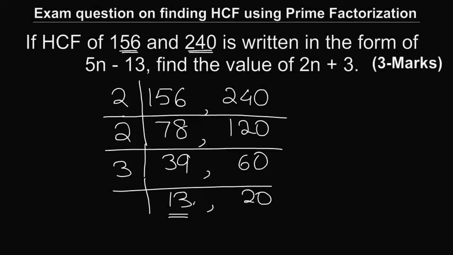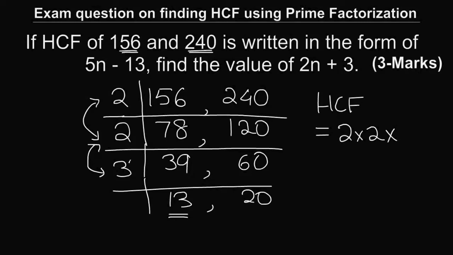So at this point our process stops and we multiply all these factors to find the HCF. The HCF will be equal to 2 times 2 times 3, or simply 4 times 3, or 12. So the HCF of these two numbers is 12.